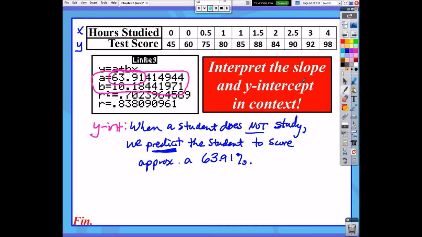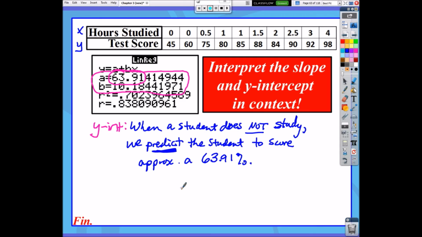Now, could that be possible? And if you think about it, could a student not study and have 0 hours? Sure. Could the student really score a 63.91%? And you might go, I don't know, what about that 0.91? Is that really going to be possible? Well, theoretically, yeah, that could be possible. But there might be some times where you would say when a student doesn't study, we predict the student to score like -5%. So that's a theoretical, okay?